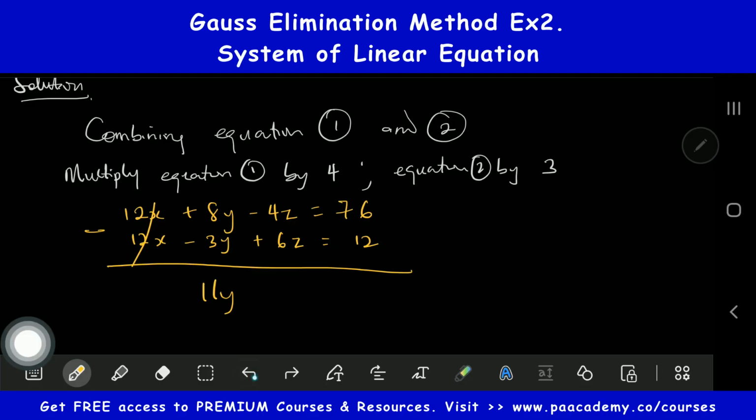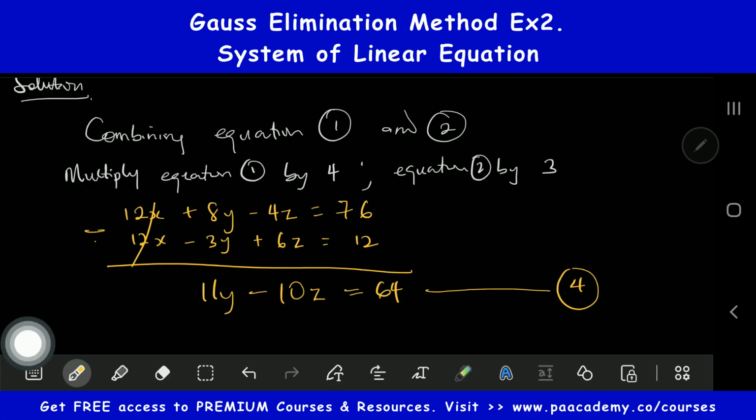So don't get carried away or make the mistake of just ignoring them. Sometimes you might just look at 8 minus 3 and say 5y, forgetting that we are working with a negative here. These are some of the mistakes that students make when solving something like this. So we're having minus 4z minus 6z, that will give us minus 10z, because this is minus and plus. And then equals 76 minus 12, that's going to give us 64. So let's take this as our equation 4.